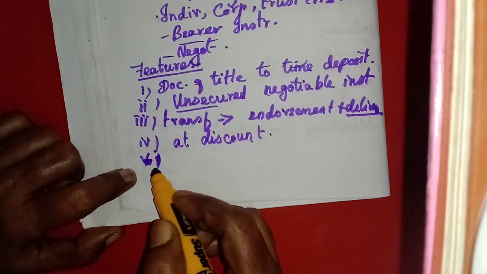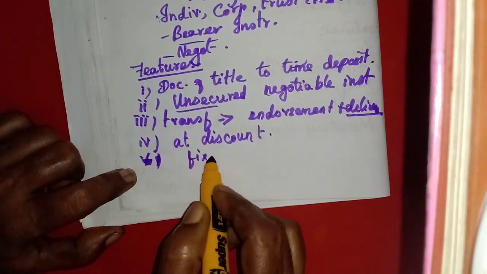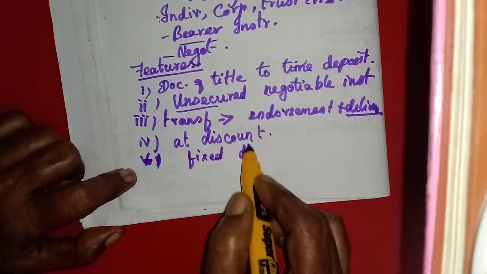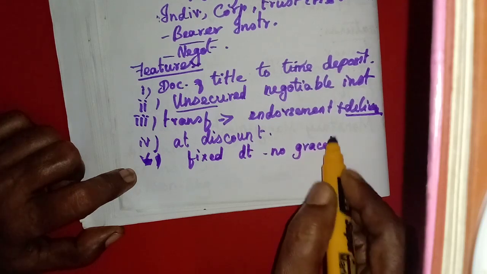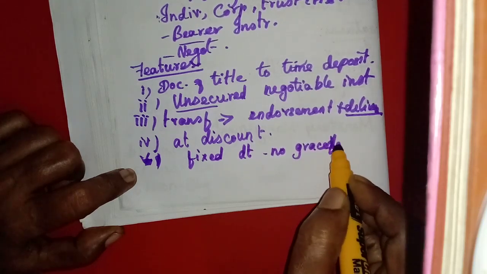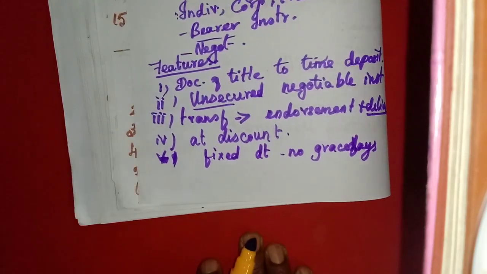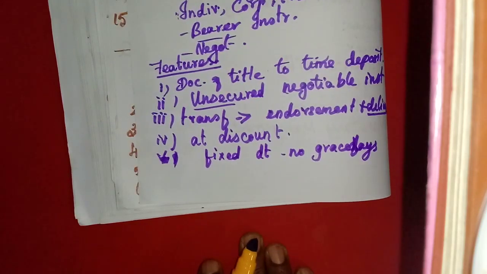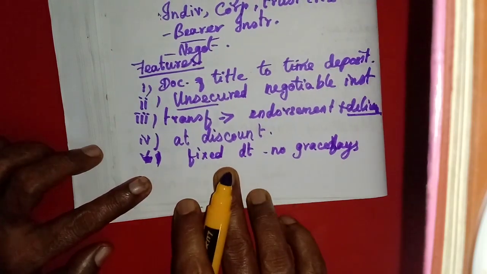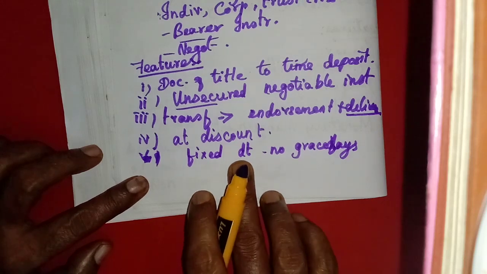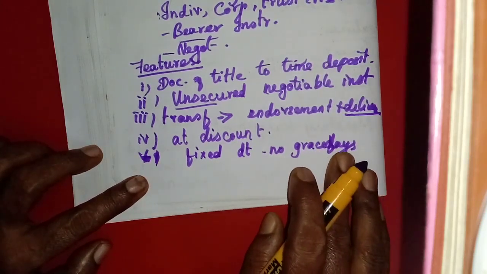Then the last one, it is repayable on a fixed date without grace days. No grace days are available, as there are for a bill of exchange. For a bill of exchange, 3 days will be given as grace days. But this certificate of deposit is repayable on a fixed date. No grace days will be given.